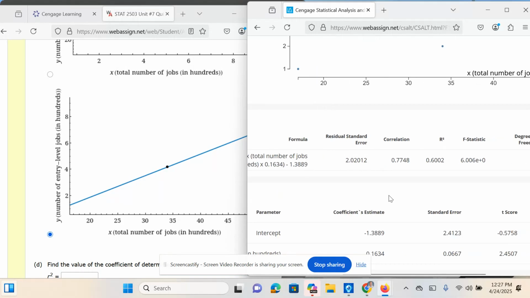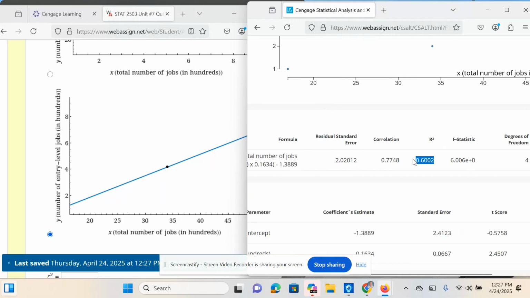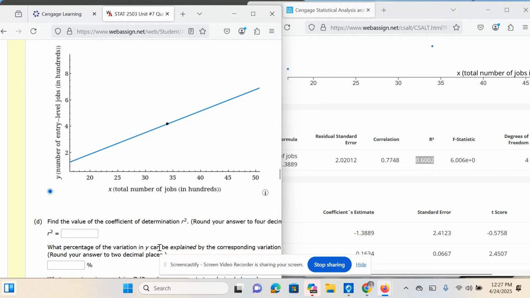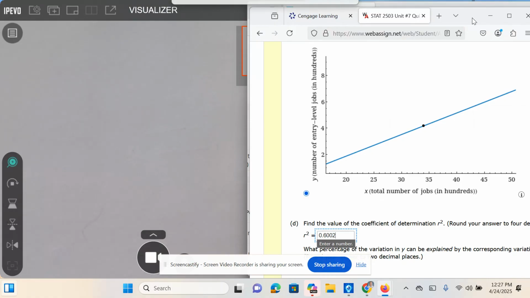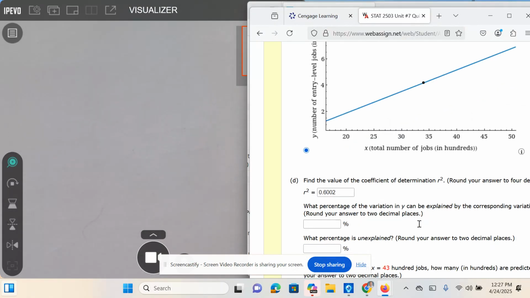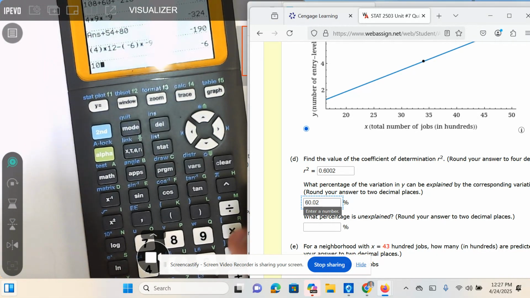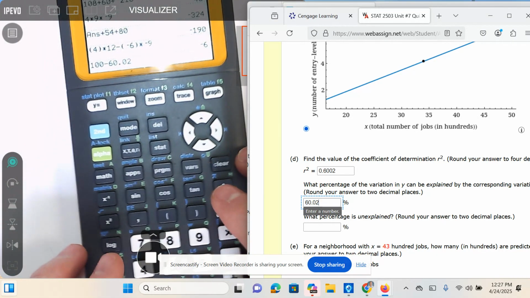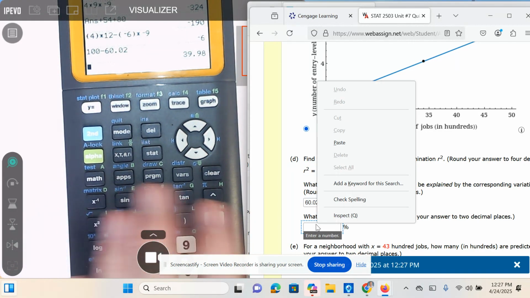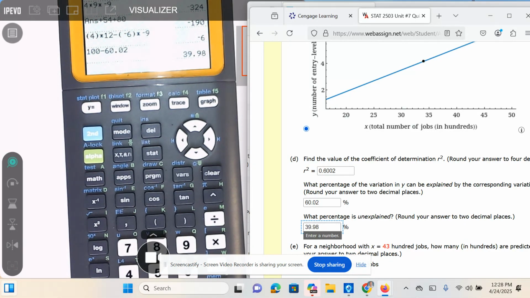Find the value of the coefficient of determination, that is r squared. So control C. So it's 0.6002. So what that means is that 60.02% of the variation is explained by the model. What's unexplained, all you've got to do is take 100% minus 60.02. So 39.98 is unexplained. So convert this to a percent, move it to the right 2 spots, and then do 100% minus that to get unexplained.